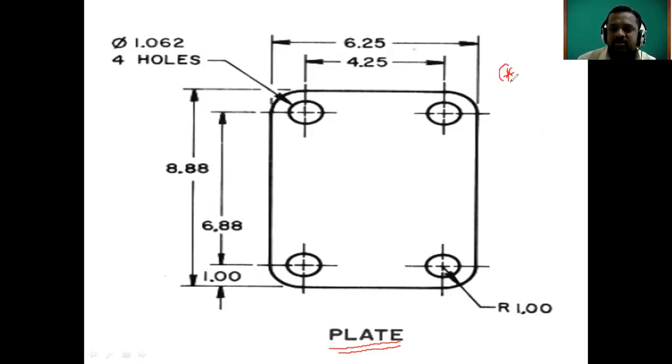Anyone can tell me how to draw this figure? First, draw the whole rectangle, and then we have to draw the four holes. Okay, then tell me how to draw this outside part, the outline part.